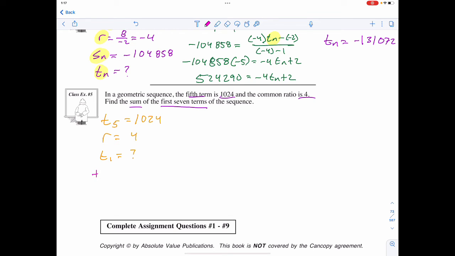If Tn is equal to T1 times R to the power of n minus 1, then in this case, 1,024 is equal to T1 times 4 to the power of 5 minus 1. Or T1 would equal 1,024 divided by 4 to the power of 4, which gives me a first term value of just 4.